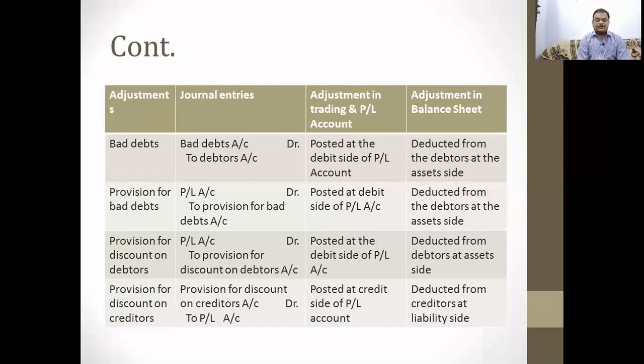Provision for discount, same treatment, profit and loss account debit to provision for discount on debtors account, and it should be debited at the profit and loss account and deducted from the debtors at the asset side.